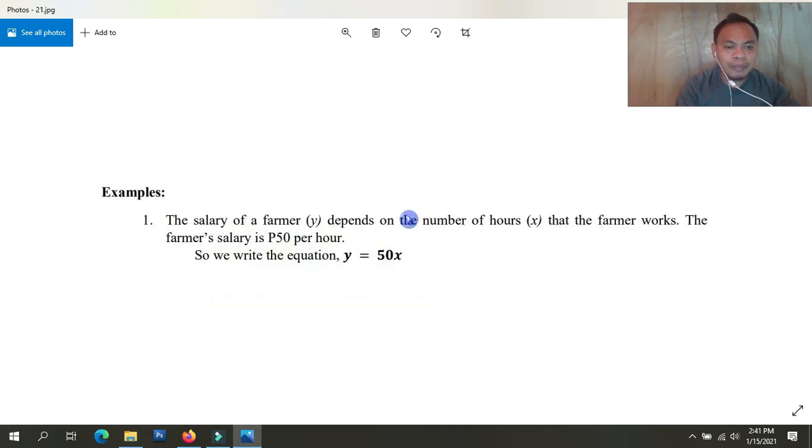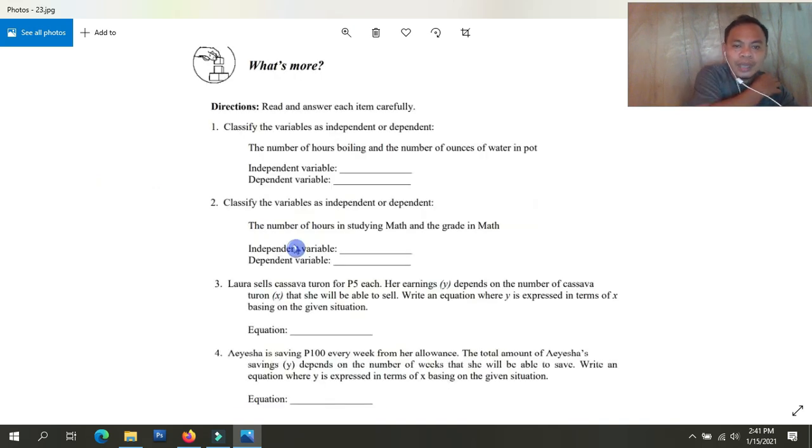Okay, so we have here the example. The salary of a farmer y depends on the number of hours x that the farmer works. The farmer's salary is 50 pesos per hour. So, we can write this equation, y is equal to 50x. Okay, so, si x is our number of hours. Diba? So, magdepende kasi si y kung magkano yung value ni x. Kung ang value ni x ay 1, so, 50 times 1, so y is 50. Kung ang value ni x is 2, so 50 times 2 is 100, si y.